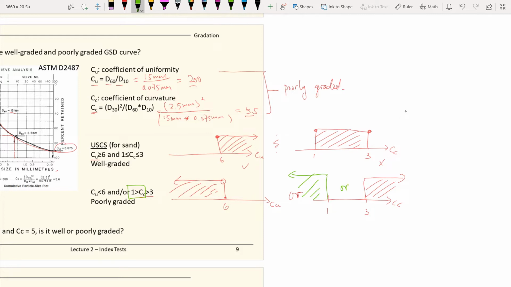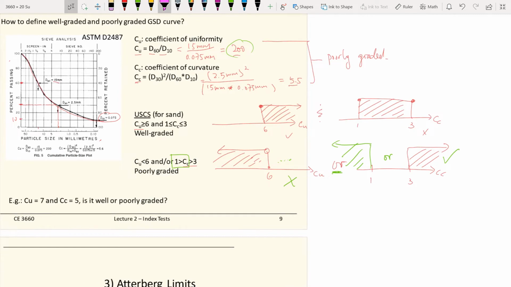So C sub C either greater than 3 or C sub C less than 1, or the case will give you poorly graded. In our example again, we have C sub U equal to 200. It doesn't fulfill this case, it is not greater than 6. But the C sub C equals 5.5, so you fulfill this case, and since this is all conditions, it works for poorly graded soils.